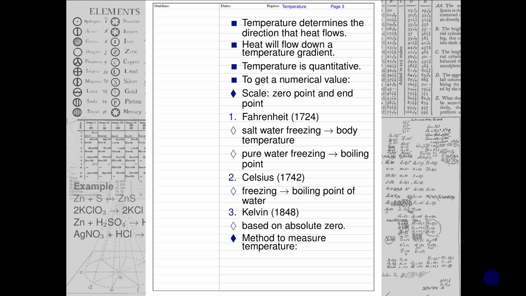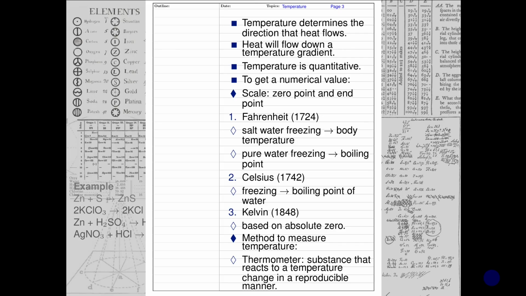Generally, we use thermometers. Thermometers are actually really interesting in the way they work. Generally, they contain some substance, such as mercury or alcohol, and that substance responds to temperature changes in a consistent and reproducible way. So when mercury is heated up, its volume increases.